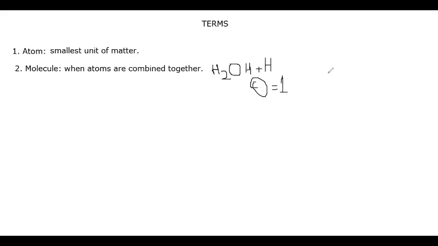The same way, let's take CO2, ignore my writing, it's horrible. CO2. So over here, carbon is 1 and oxygen is 2, right? Okay.